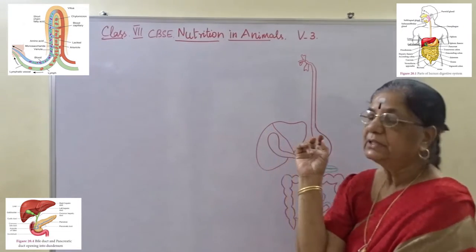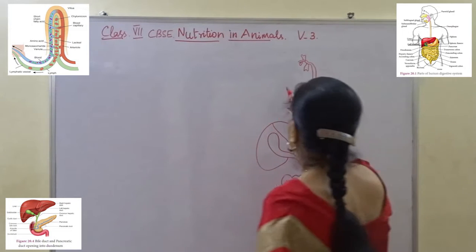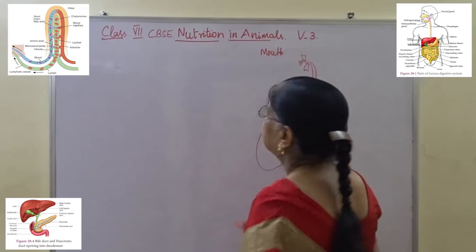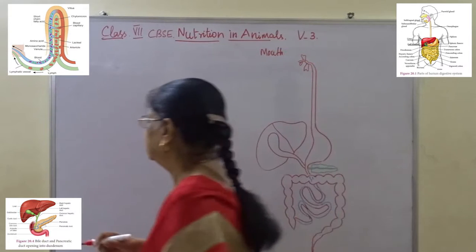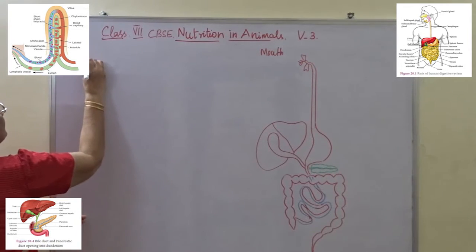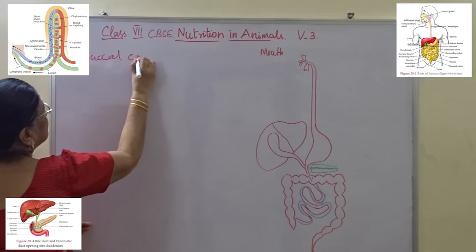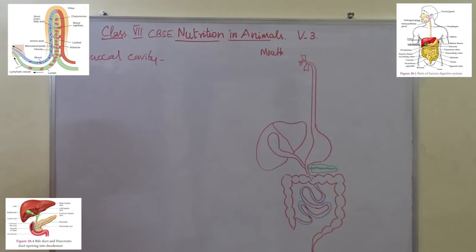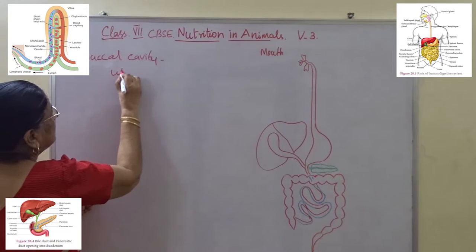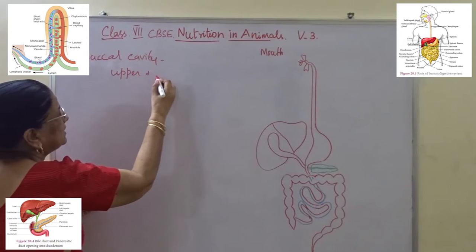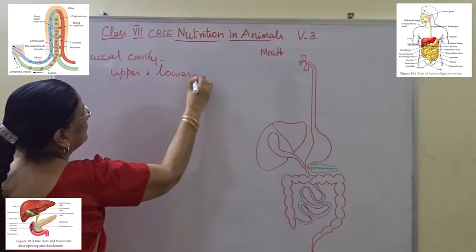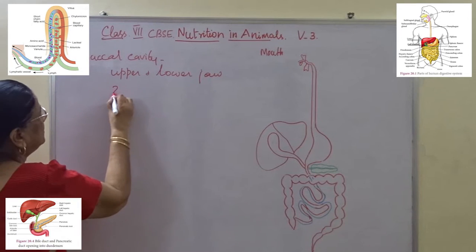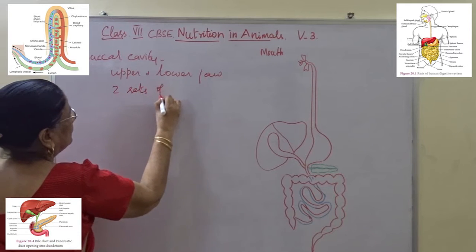So now again, in human, the digestive system starts with the mouth, that is the buccal cavity. This buccal cavity has an upper and lower jaw with 2 sets of teeth.